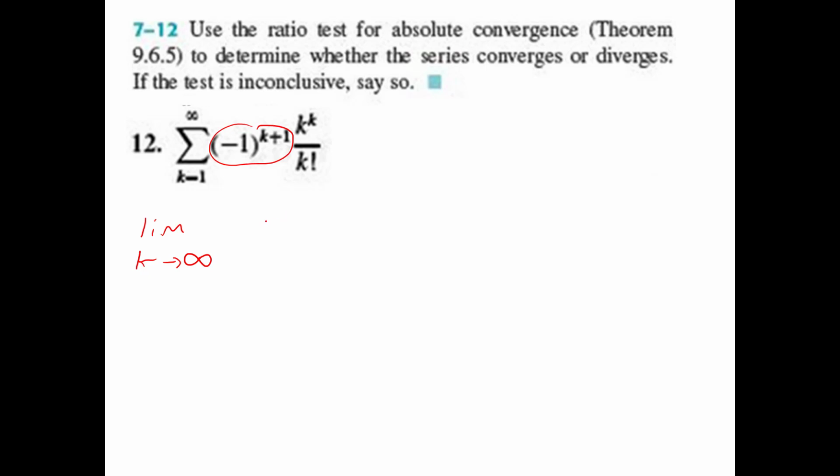And so then a sub k plus 1, we're just going to replace the k everywhere we see a k with k plus 1. So we get k plus 1 to the k plus 1 divided by k plus 1 factorial times, okay, then we multiply by the reciprocal of the a sub k. The reciprocal is going to put the factorial in the numerator and the k to the k in the denominator.